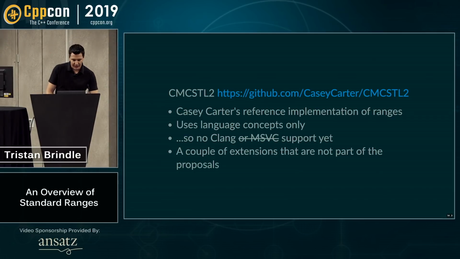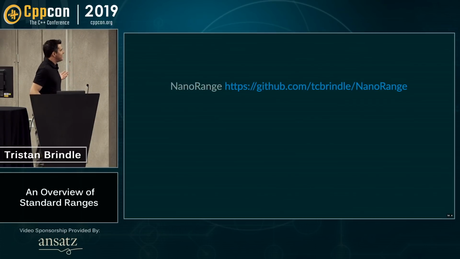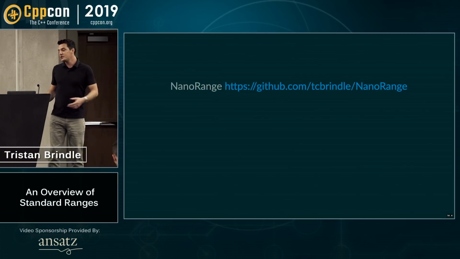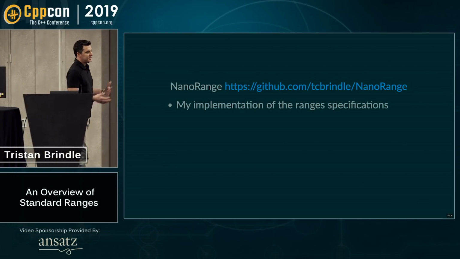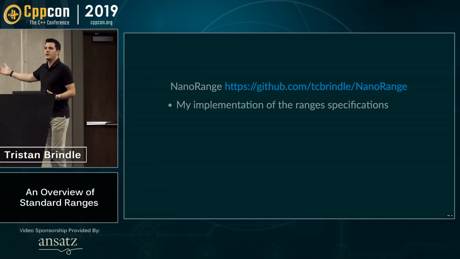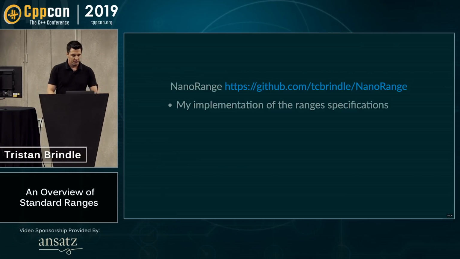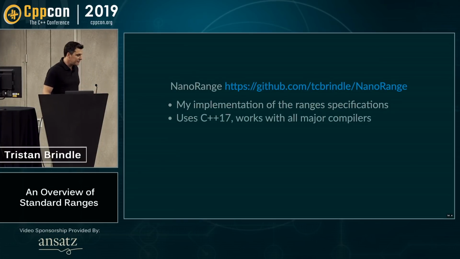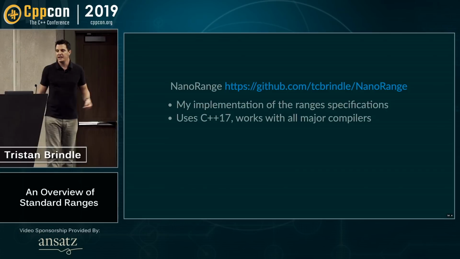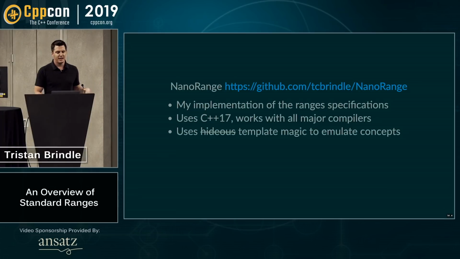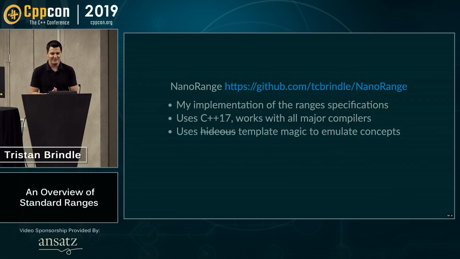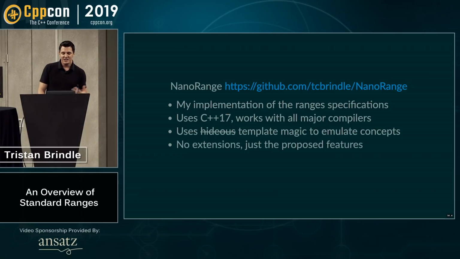And just finally, very quickly, because I have to do it, because I'm standing here. This is one you almost certainly haven't heard of. It's called NanoRange, and this is my implementation of the ranges specifications. So this is an independent re-implementation from the specs that are published online. It uses C++ 17, works with Clang, with GCC, with MSVC. Doesn't use language concepts, but instead uses the lovely, clever template stuff to emulate concepts. Just the proposed features of C++ 20.